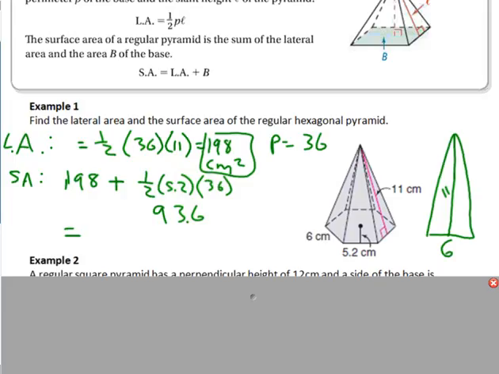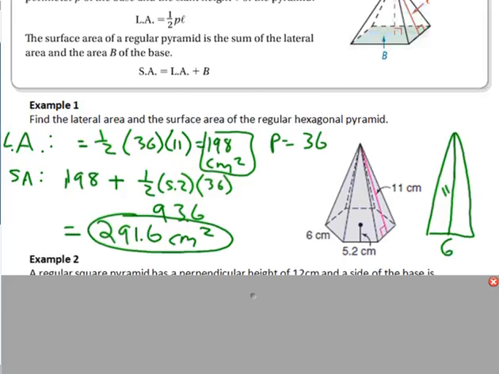So when you add those up, plus the 198, you get a surface area of 291.6, and that is centimeters squared when we're dealing with area. Alright, so that's how you find the surface area of a pyramid.